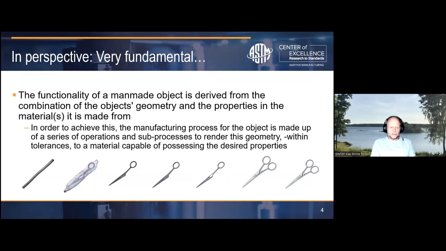Getting back to the conditions for additive manufacturing, in my opinion you need to look very much at the whole perspective and background for making and shaping objects. Thinking of it, the functionality of any man-made object always derives from the combination of the object geometry and the properties of the material it is made from. Therefore, the manufacturing process for the object is set up of a series of operations and sub-processes to give this geometry within tolerances to a material capable of possessing the desired properties.